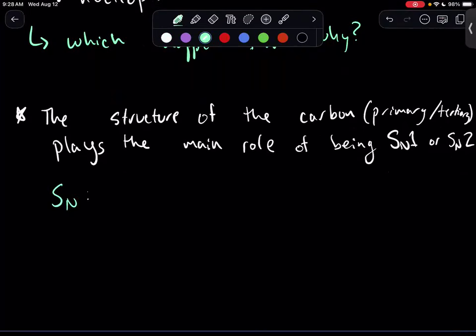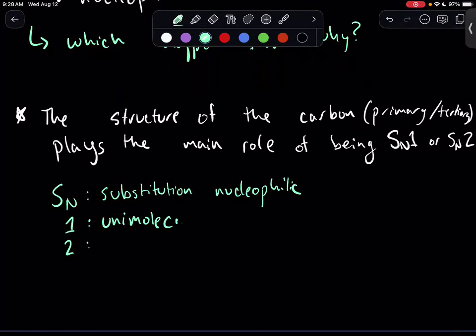S sub n just stands for nucleophilic substitution, as that's the kind of reaction that's taking place. It's a nucleophilic substitution reaction. But the 1 and the 2 stand for either unimolecular or bimolecular as the reactants in the elementary step.